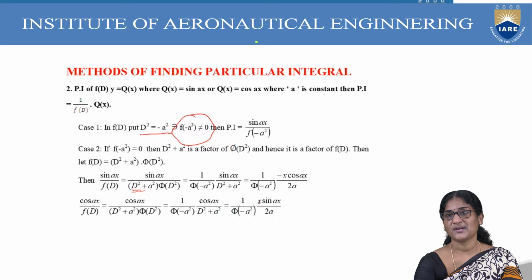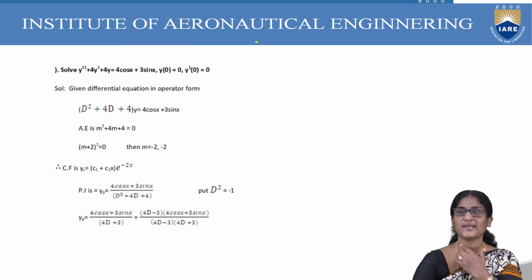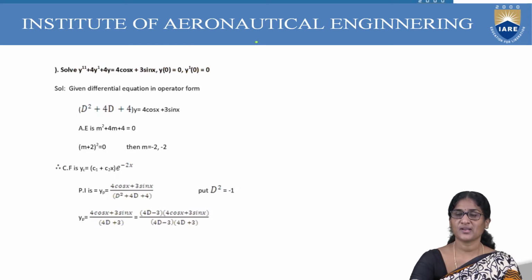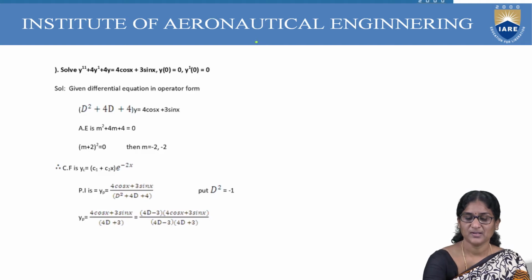And this can be written as x sin ax by phi of minus a square into 2a. Now I'll take one example to give whatever we have discussed till now. Now take this example. Solve y double dash plus 4y dash plus 4y is equal to 4 cos x plus 3 sin x.